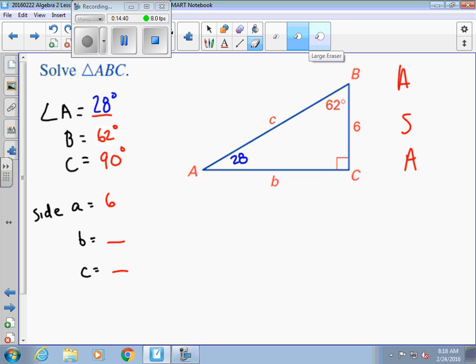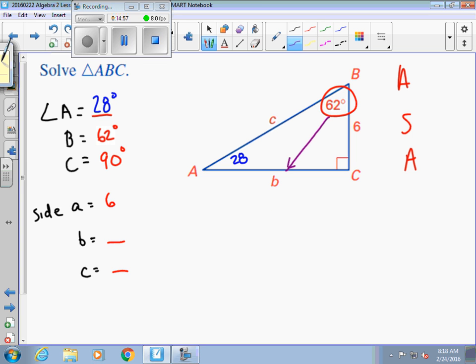The given value was 62. So use that perspective every time, because you have to pick one of them anyways. Just pick the given value. So we have 6 as a value. If we want to find B's value, when we look across from 62, that's the opposite. And we have 6. We have to use 6 because we can't use C, because we don't know what it is. So we have to use this 6, which is the adjacent.